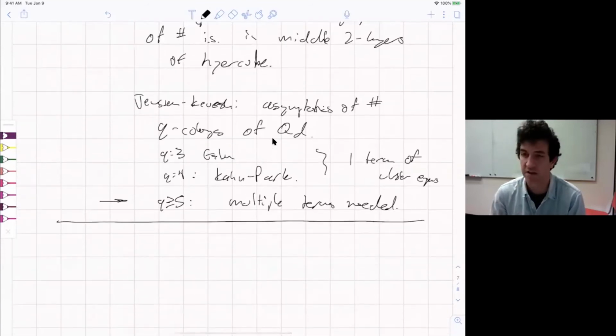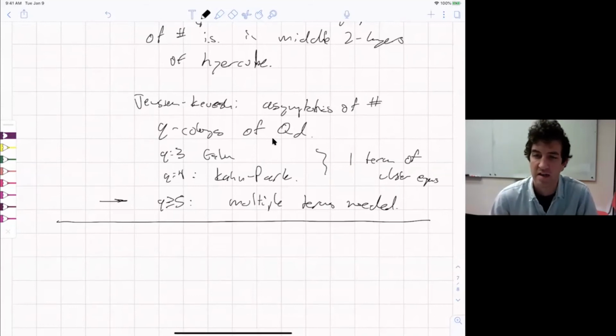Good. Any questions about this? So this is about all I'll say about low temperature cluster expansion.